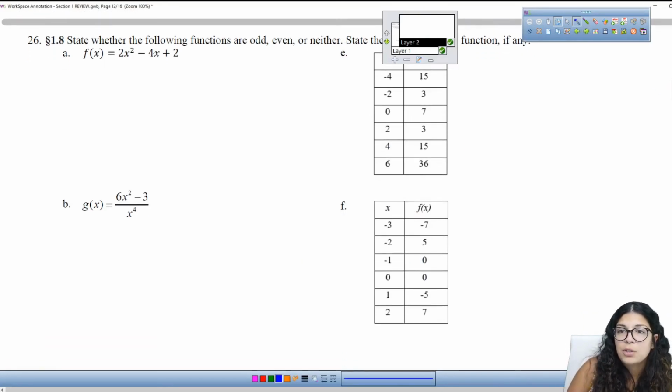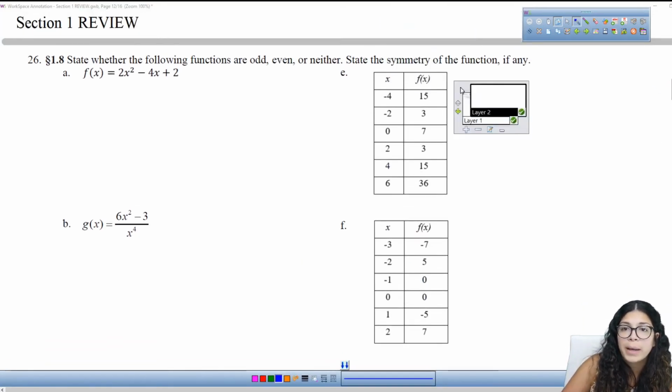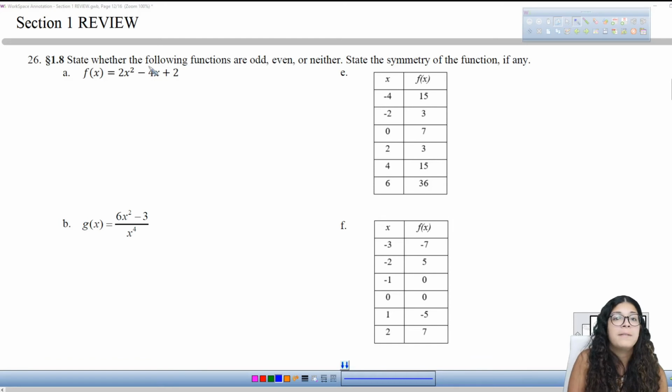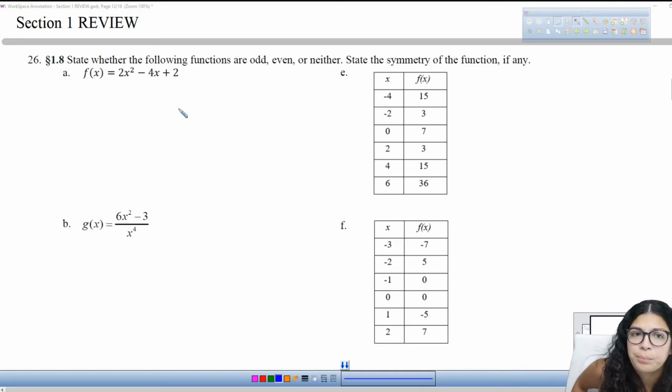So these next questions are just a quick and easy, is it even, odd, or neither? Now on this, it doesn't tell me that I actually have to do these algebraically. Now if it says determine algebraically, then I need to do it algebraically. Or if the example means that I can't do it in any other way.